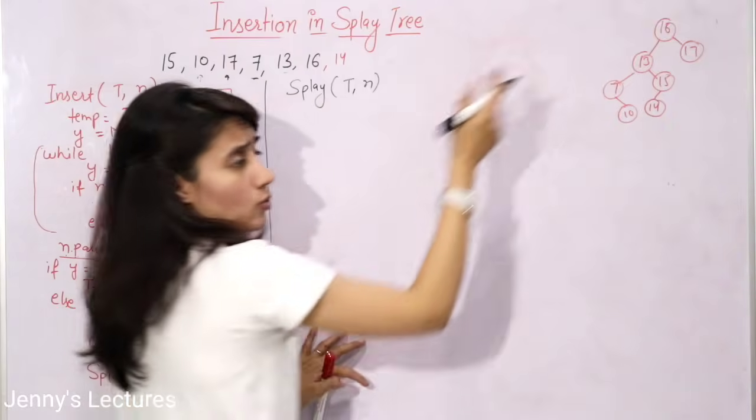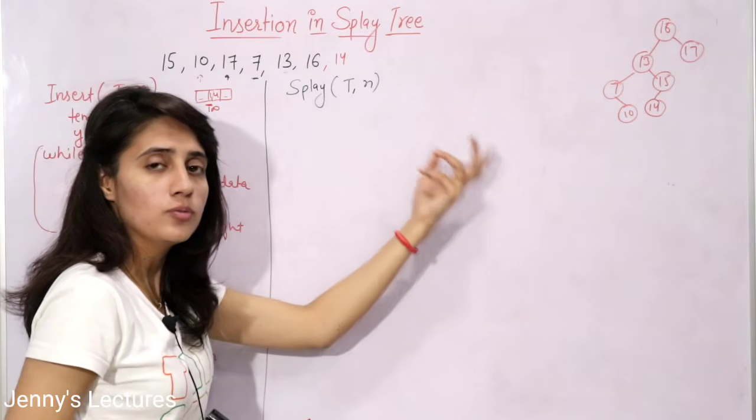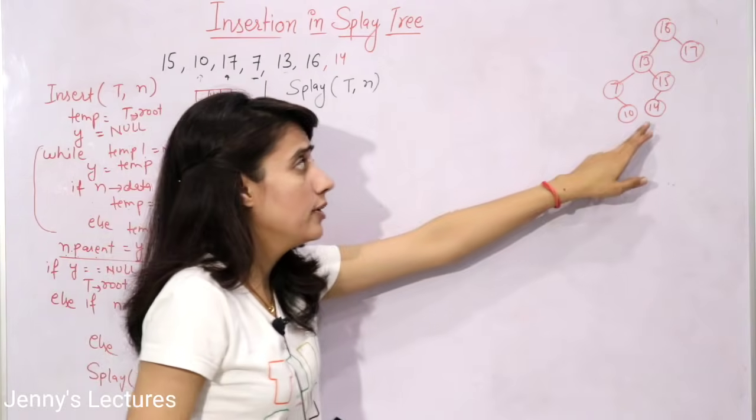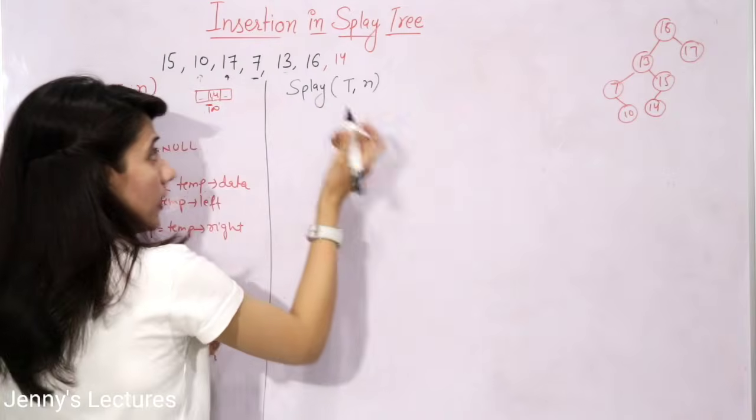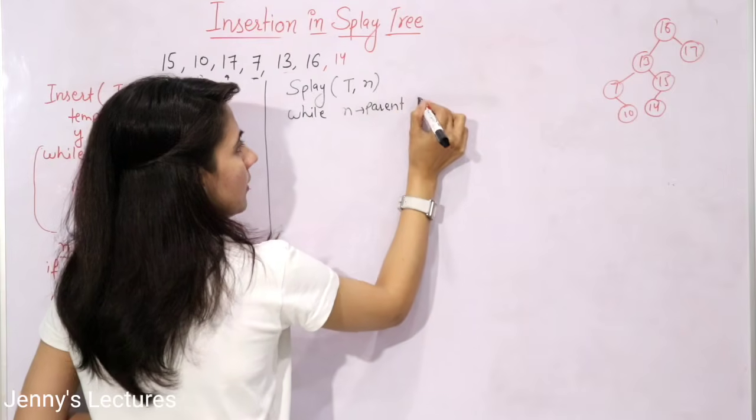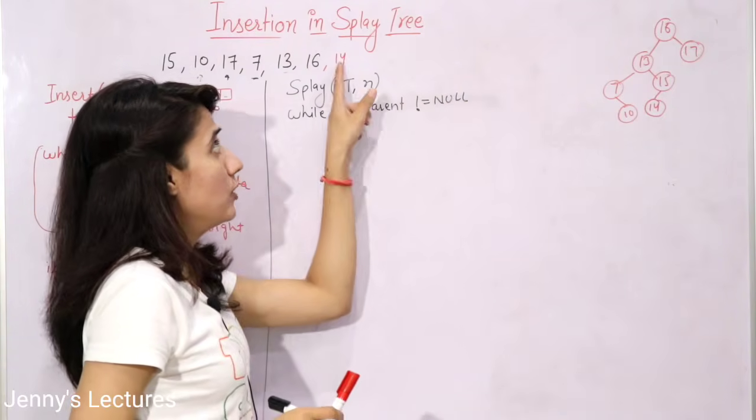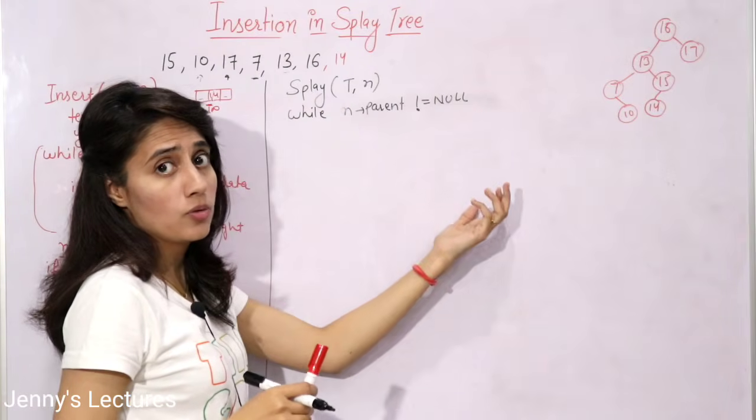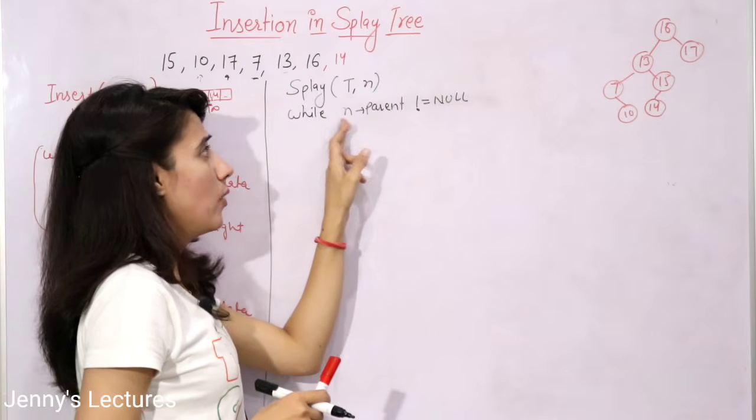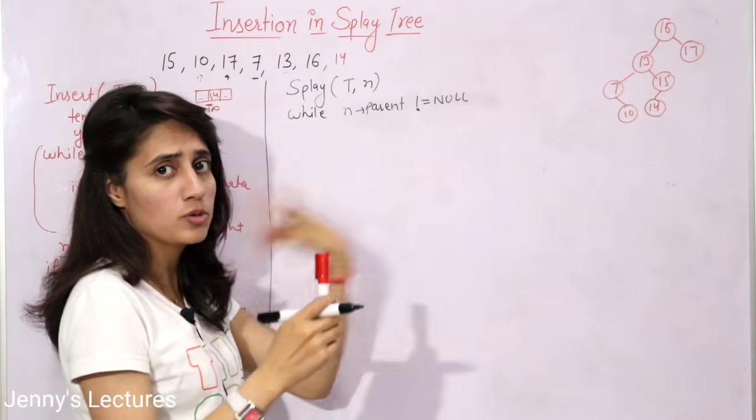Suppose this 14 would be the root. Initially, if suppose we have inserted 14, only one element, then 14 would be the root, so no need to do anything. We will do splaying till this 14 becomes root. So we will write down a loop while n of parent is not null, because if the parent of this node is null, it means that would be the root node, because root is not having any parent, right? Or here you can check while n is not root node. Till then we are going to do some splaying.